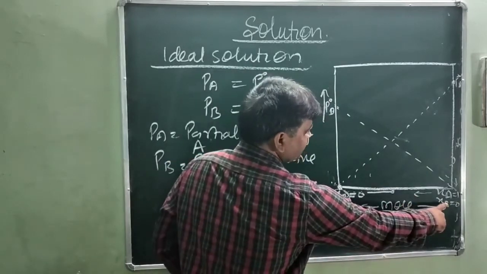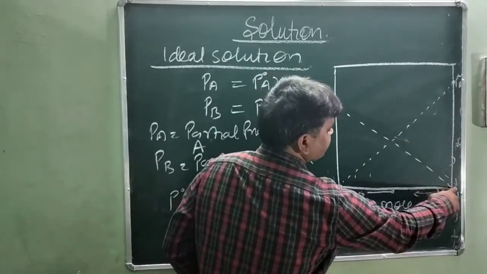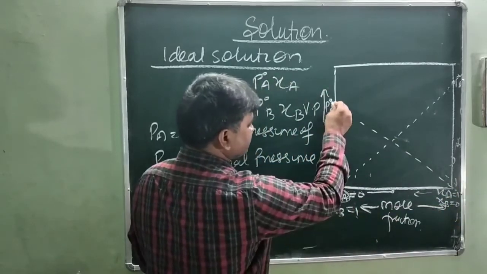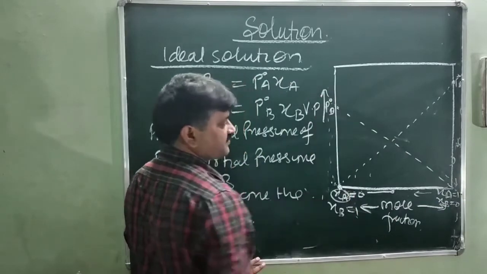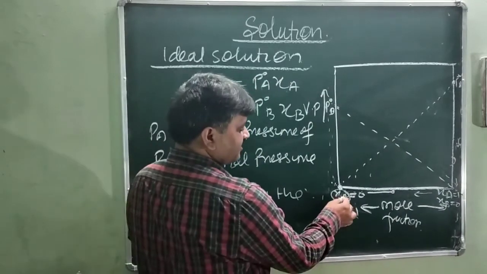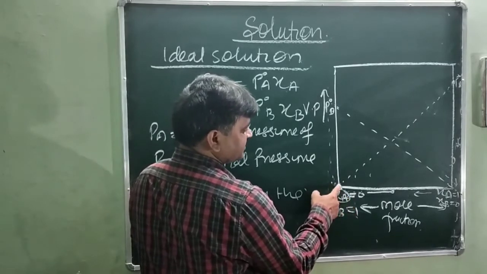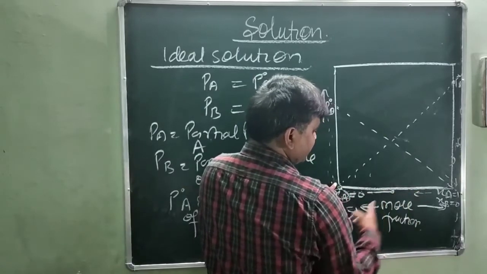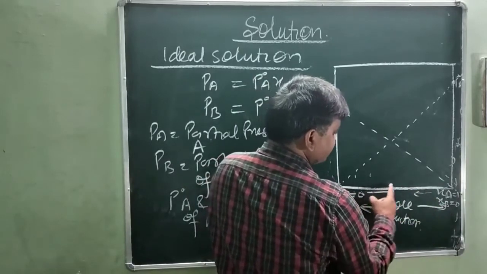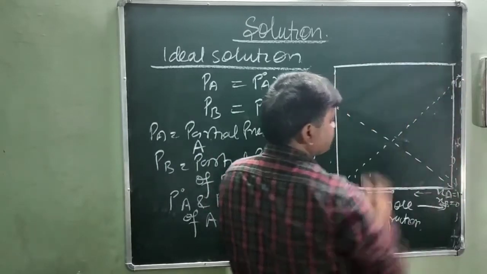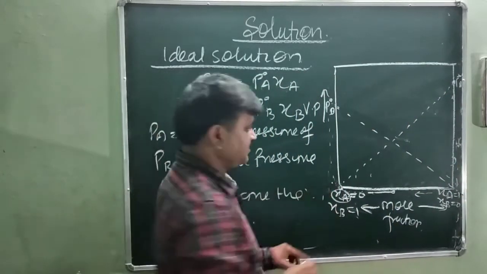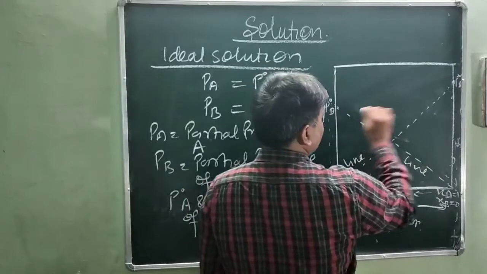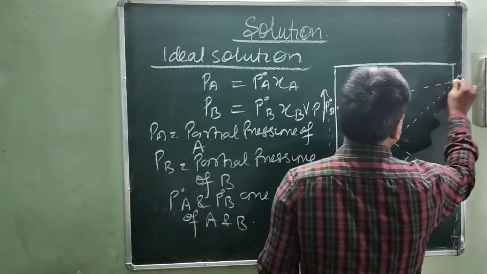You will see XB is equal to 0, its vapor pressure is also 0 or less, but as the XB value, the mole fraction of B, increases, its vapor pressure also increases. Similarly, the mole fraction of A is 0 here, so its vapor pressure is at this point. But as it moves from left to right, its concentration increases and B concentration becomes 0. As concentration increases, vapor pressure also increases. So this line is the first line and this is the second line, and both lines meet at this point, this is the total pressure.